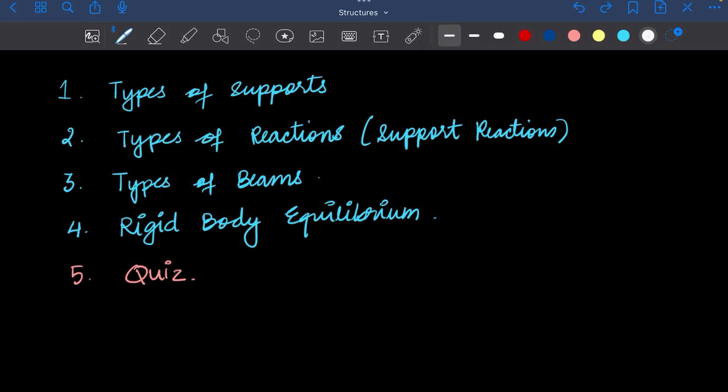So, I hope you go through this particular syllabus well, and if you have any doubts, do let me know in the comment section. So, yeah, let's just start. Starting off with the different supports that are there in a structure that we are going to look at particularly for the GATE exam.